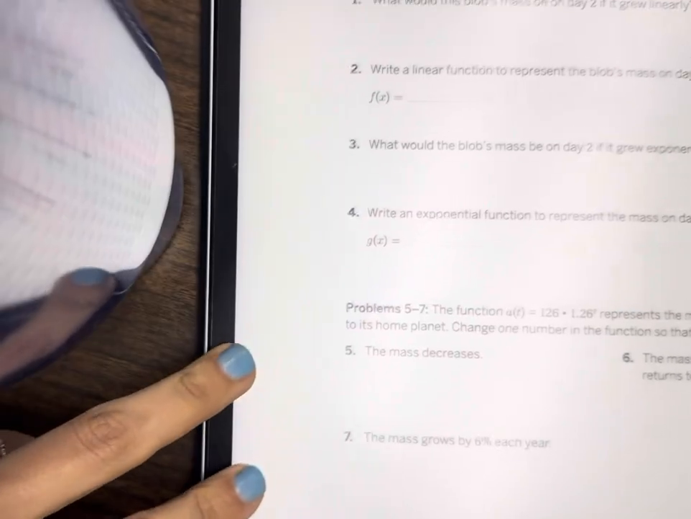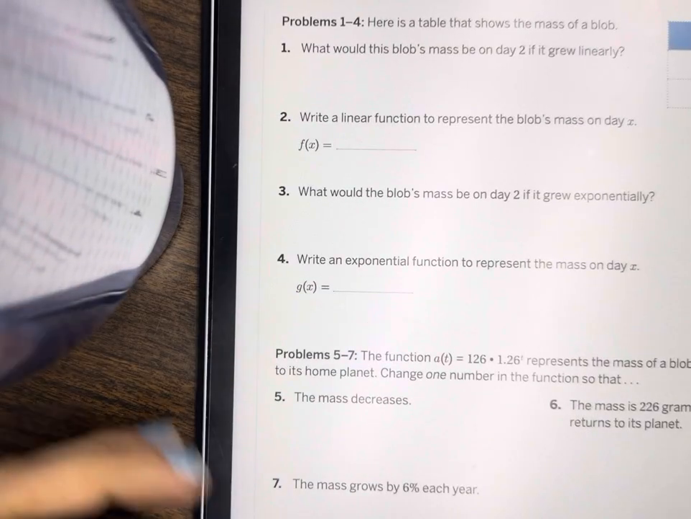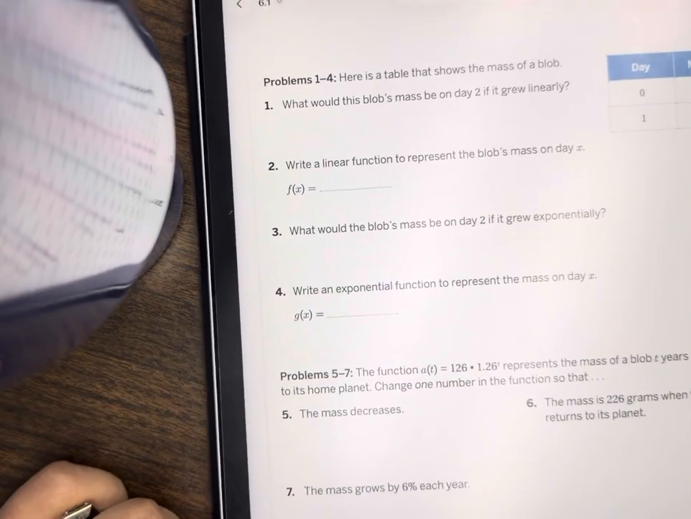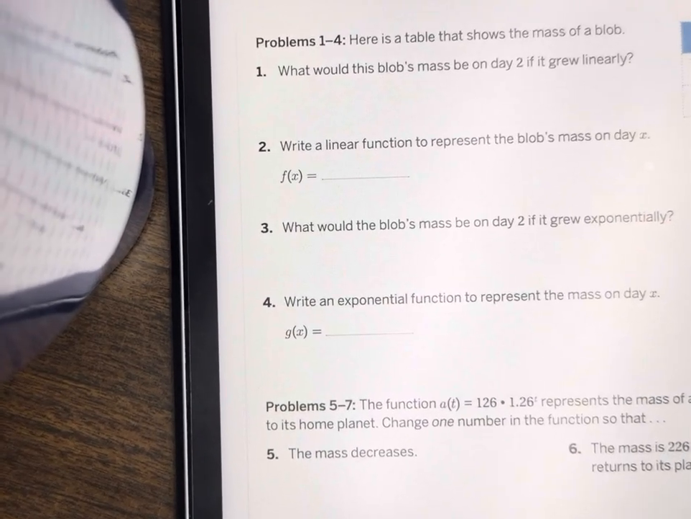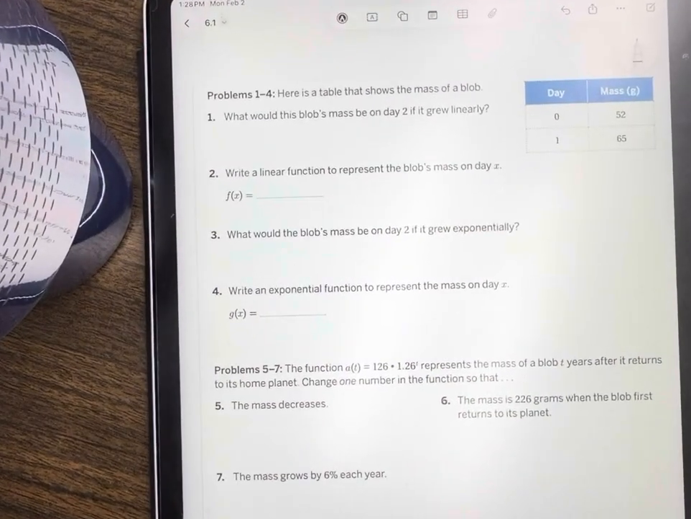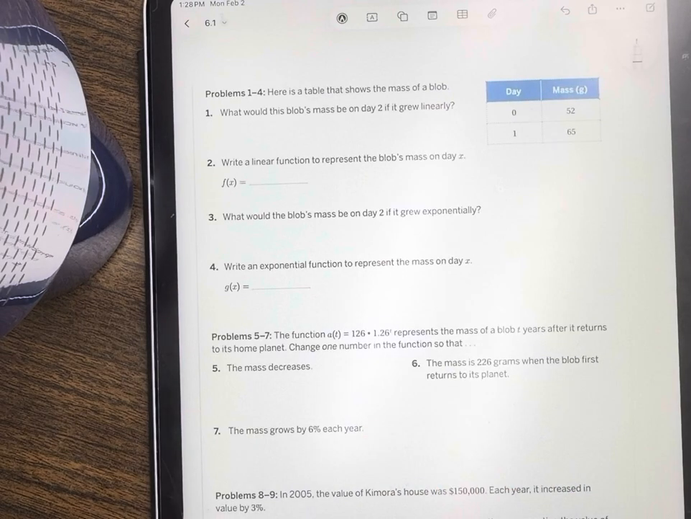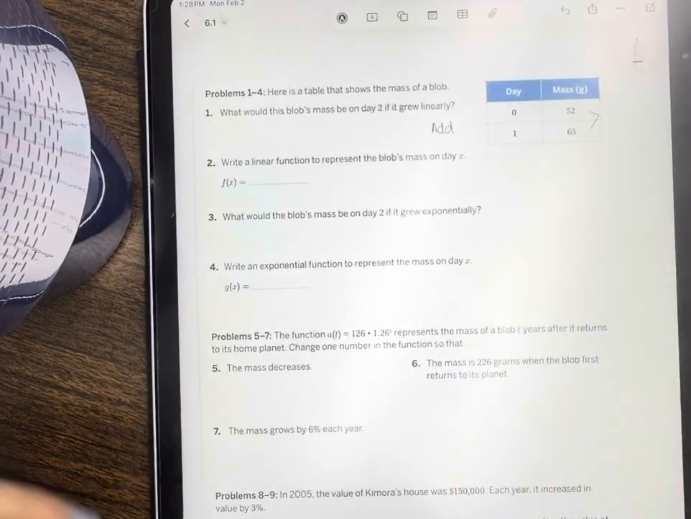And there we go. Okay, so here we go. It says, here's a table that shows the mass of a blob. We looked at so many blobs today. Let's zoom it out a little bit. Okay. So, it says, what would the blob's mass be on day 2 if it grew linearly? So remember that linearly means we add the same number each time to get the next thing. So between 52 to 65, if this is growing linearly, we would be adding the same number.